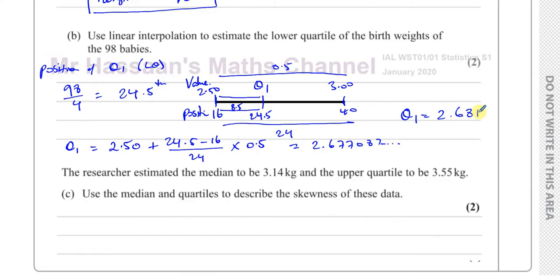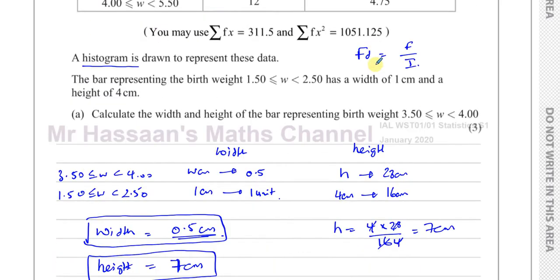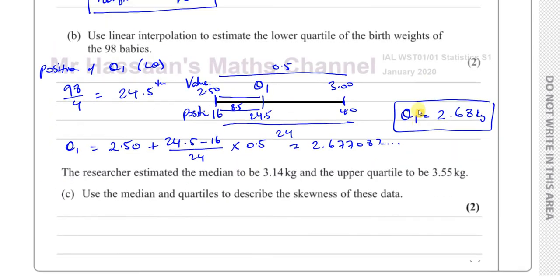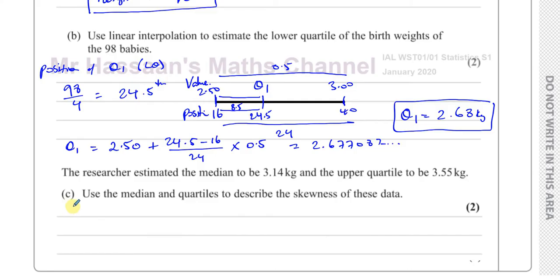2.68 kilograms. That's the value of Q1. So that is the lower quartile of the birth weights. Then it says the researcher estimated the median to be 3.14. So the median is Q2, 3.14 kilograms. And the upper quartile, Q3, is estimated to be 3.55 kilograms. And we've just worked out Q1 is equal to 2.68 kilograms.